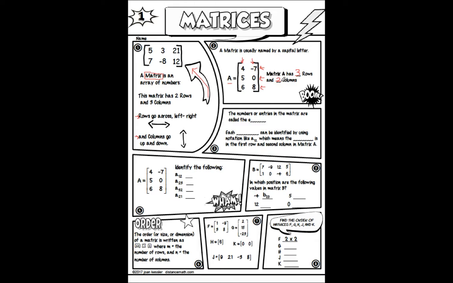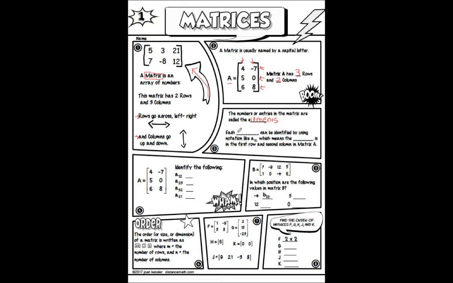So box 3 says the numbers or entries in the matrix are called the elements. Each matrix is made up of elements. The elements are the individual numbers inside of the matrix. So if we look at box 2, we have matrix A equals 4, -7, 5, 0, 6, and 8. Those individual numbers like 4, -7, 5, 0, etc., are your elements.